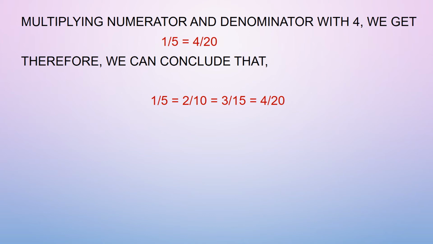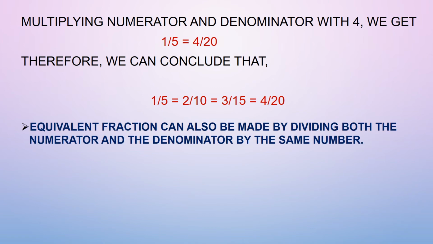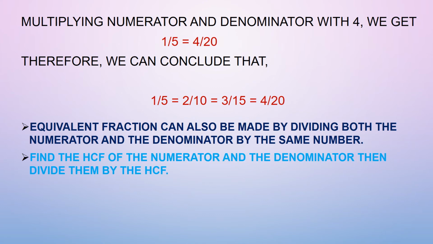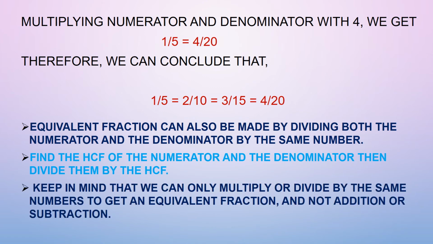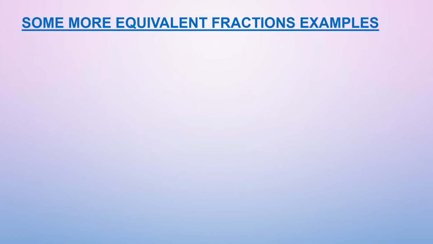Now some points to remember. Equivalent fractions can also be made by dividing both the numerator and the denominator by the same number. Next, find the HCF of the numerator and the denominator, then divide them by the HCF. Next, keep in mind that we can only multiply or divide by the same number to get an equivalent fraction and not addition or subtraction. Some more examples.